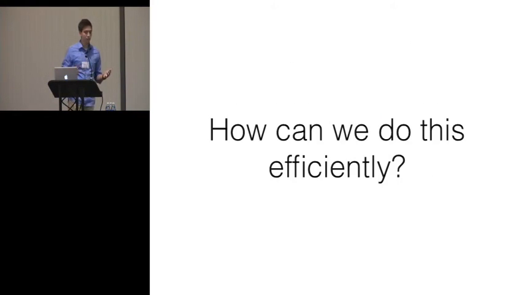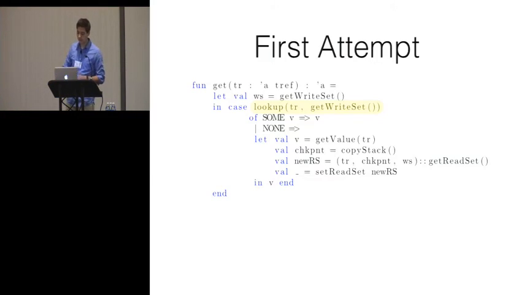So the subject of the work that we're presenting here at ICFP is how do we go about implementing partial aborts for transactional memory in an efficient way. This has been attempted in previous work, and basically the idea is that when we read from a TREF, like normal, we look it up in our write set. If we get something back, we return whatever our local modification was.